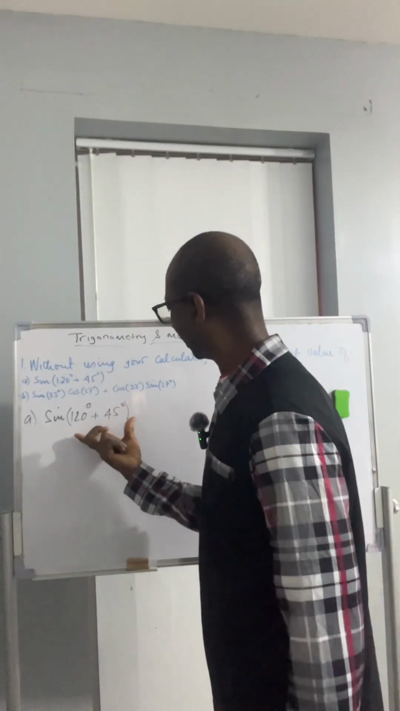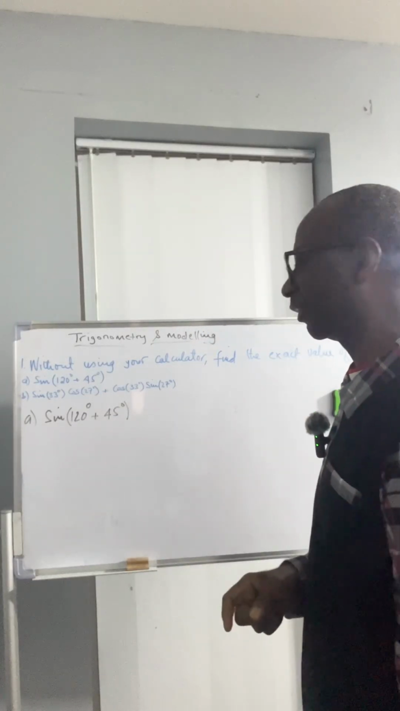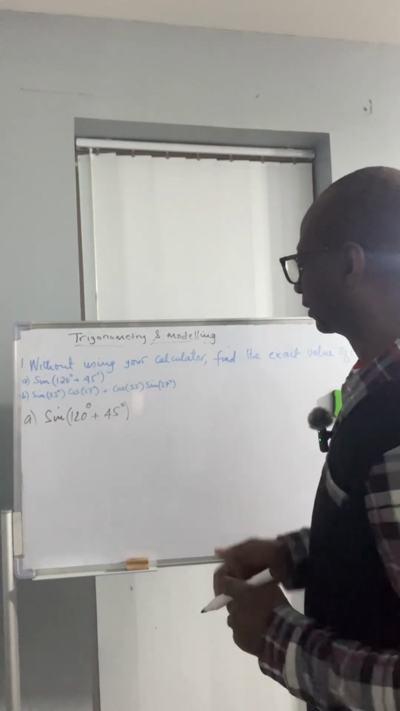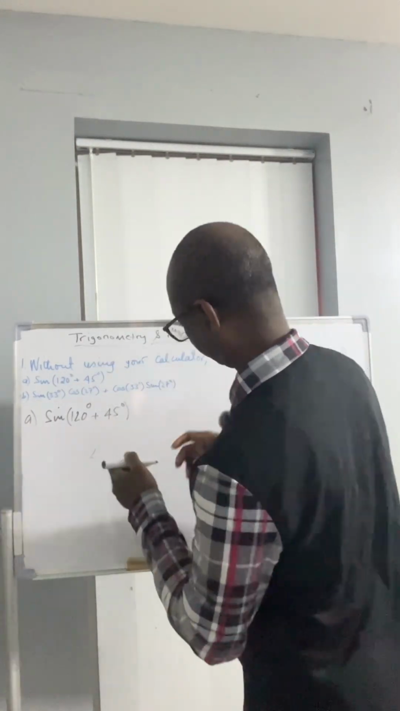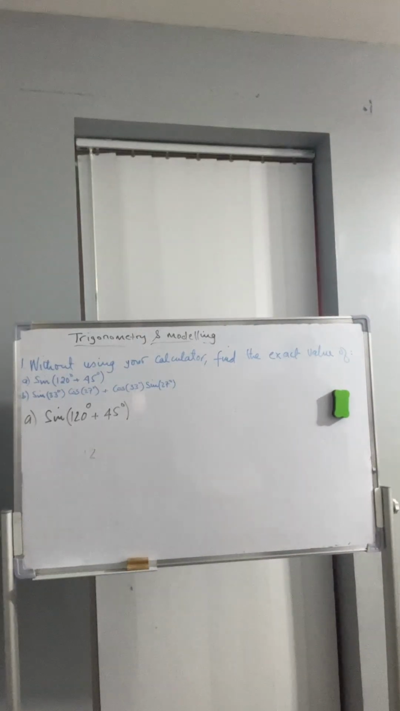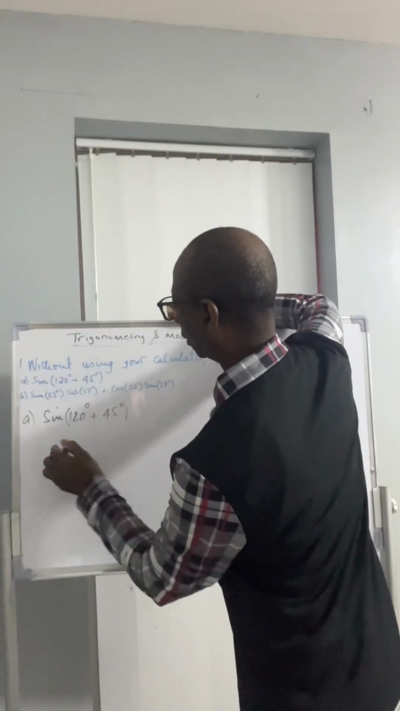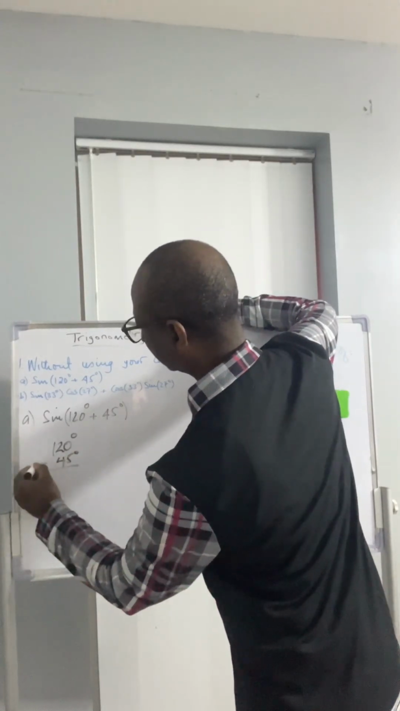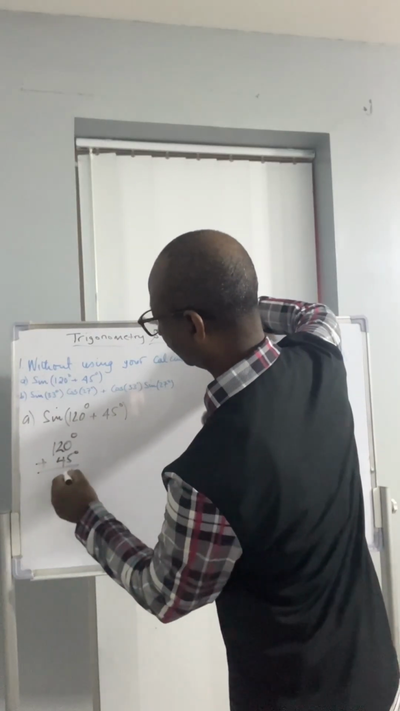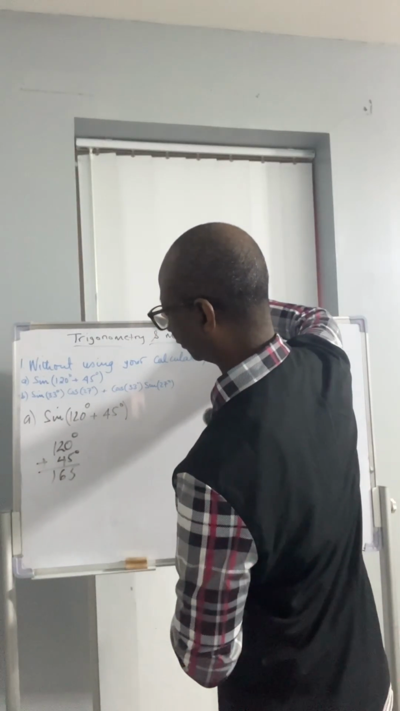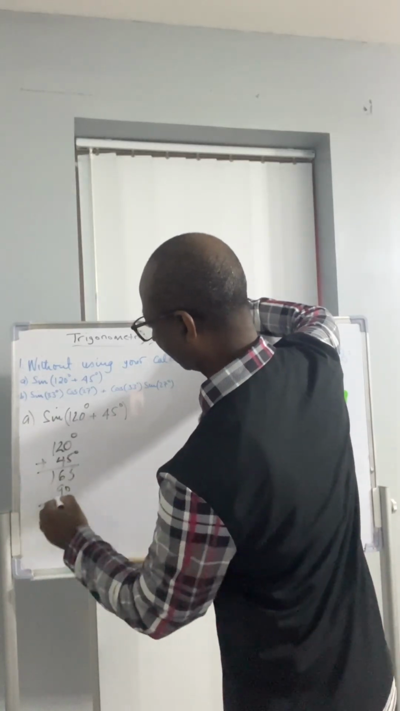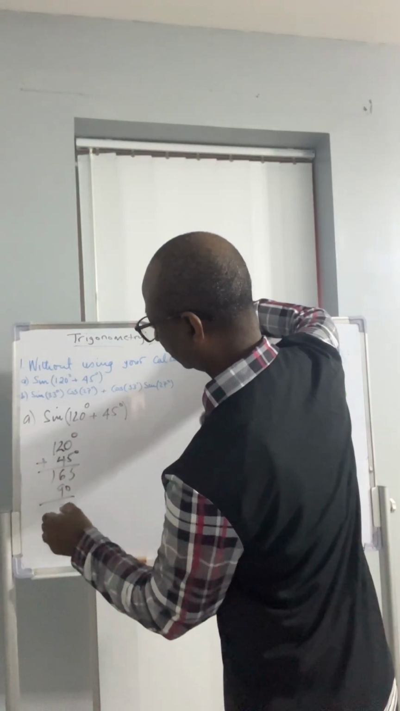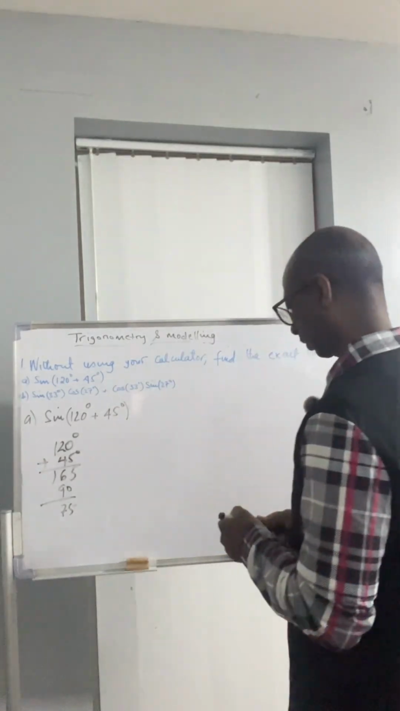So, can we break this one further? No. There's no way we can break this one because 120 degrees plus 45 degrees, if you add them together, gives us 165. So if you subtract 90 here, 165 minus 90 is 75. So still, that doesn't help.